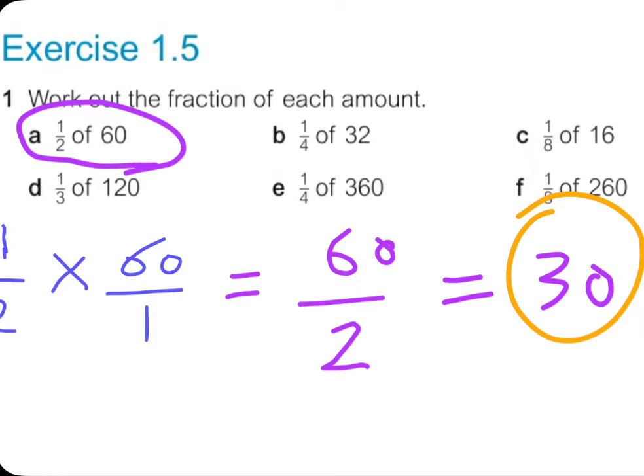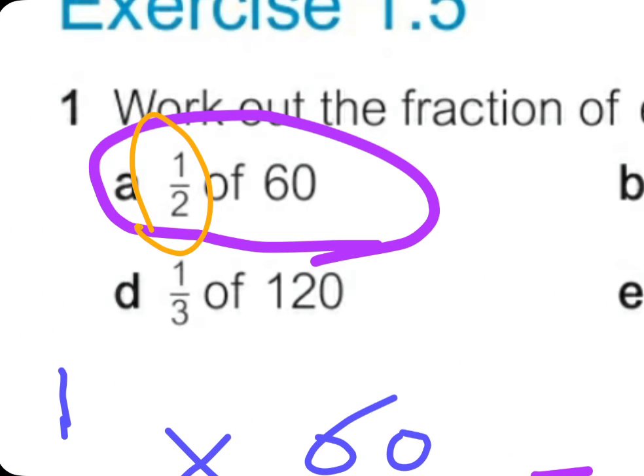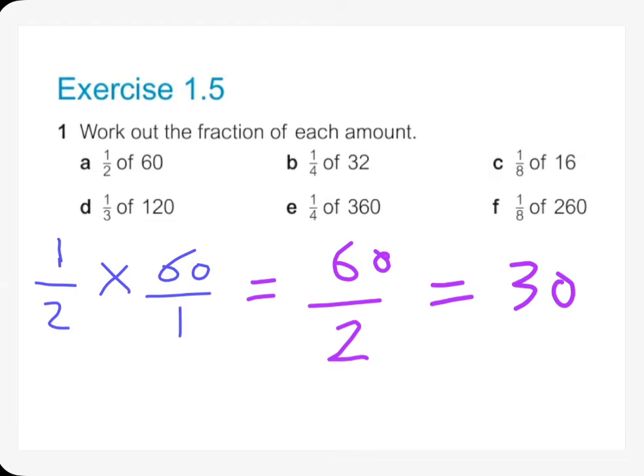Now, this is how you answer these questions. You can use the calculator to answer these. You can say 1 divided by 2, you divide 1 on 2, and then you multiply it by 60. You'll get the same answer. So A is 30. Let's take a look at the other questions.